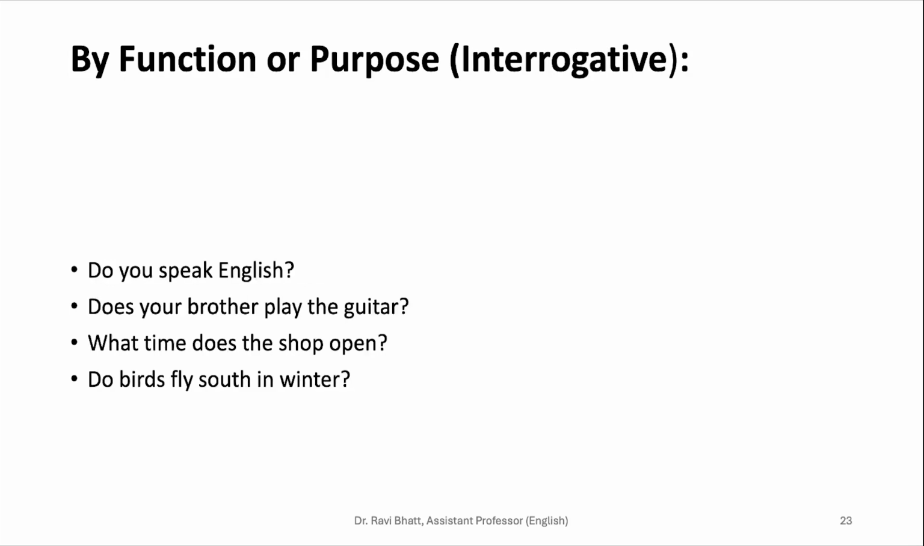All right. Now, interrogative sentences, where you're asking a question. Do you speak English? Or do you speak Spanish? Or do you speak Odia? Do you speak Bengali? Like this. Does your brother play the guitar? Or what time does the shop open? Or what time does the shop close? And do birds fly south in the winter? These all are interrogative questions.